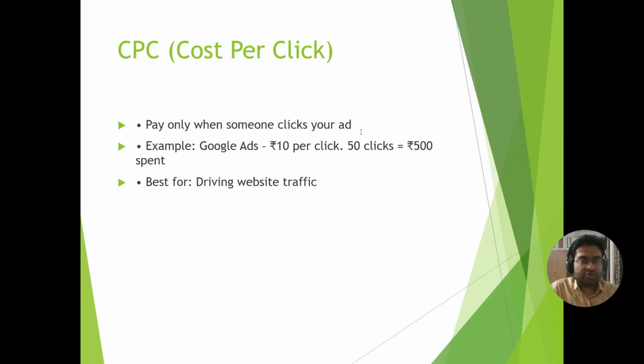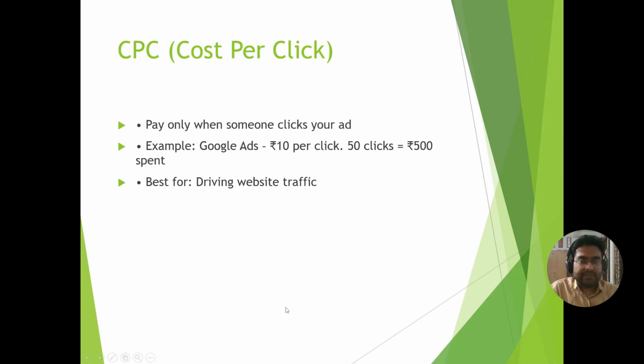CPC means cost per click. Think of this like paying for visitors. You pay only when someone actually clicks your ad. For example, you run a shoe ad campaign on Google search and 500 people see it, but only 50 click. If Google charges rupees 10 per click, then you pay 500 in total. It is good for search based campaigns, and the intent is very good, and you only pay when someone clicks on your ad.